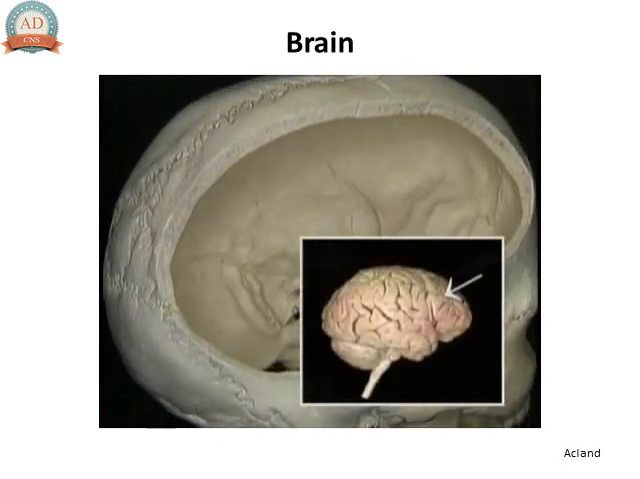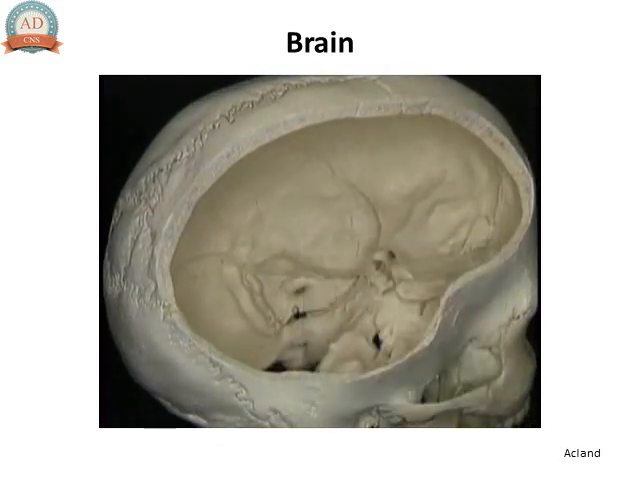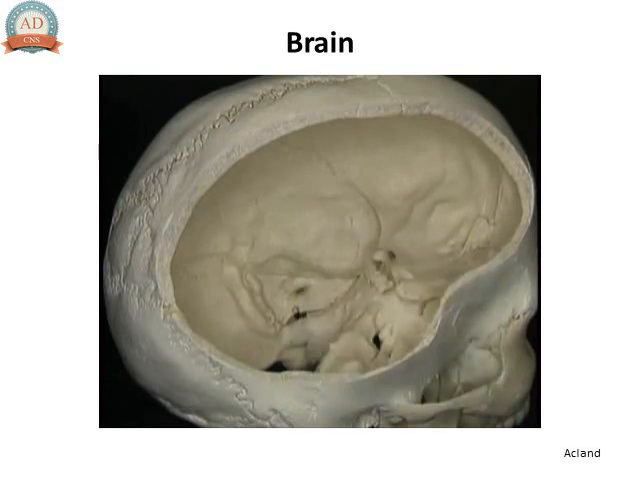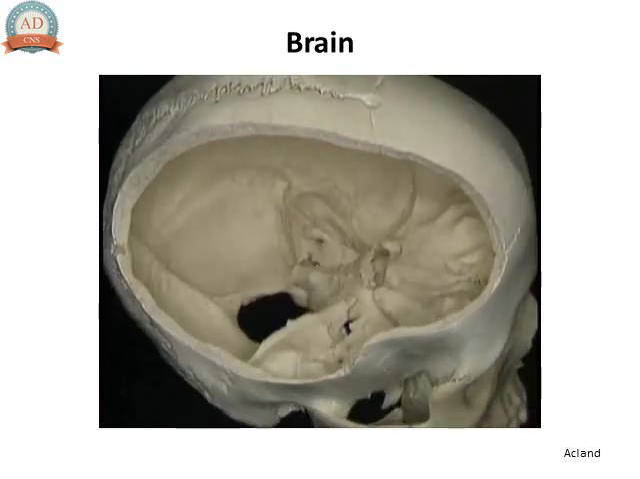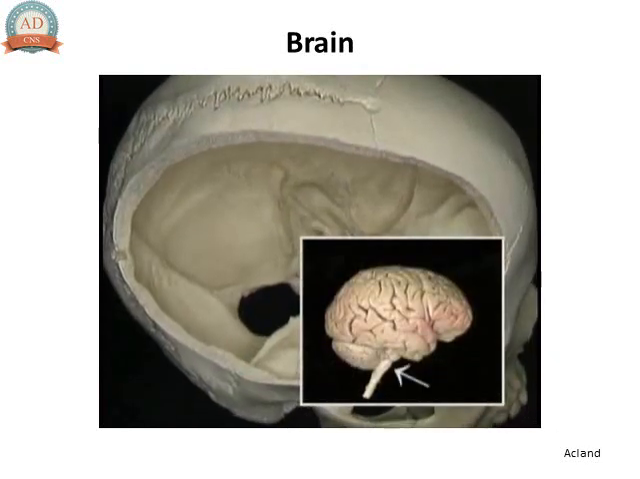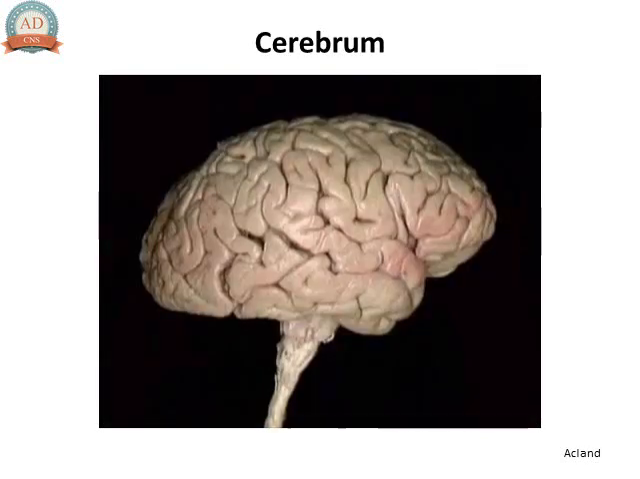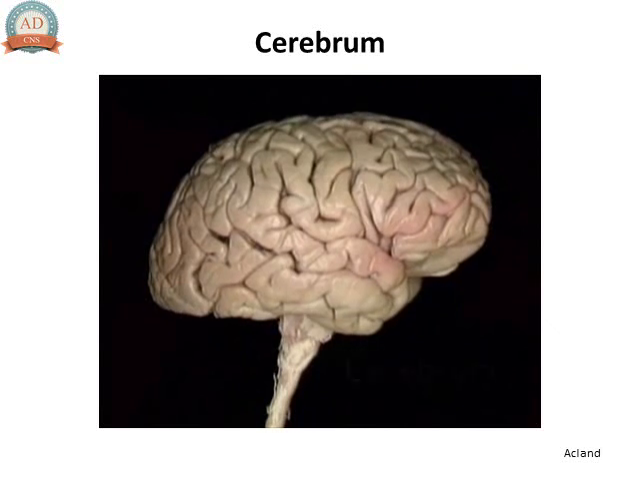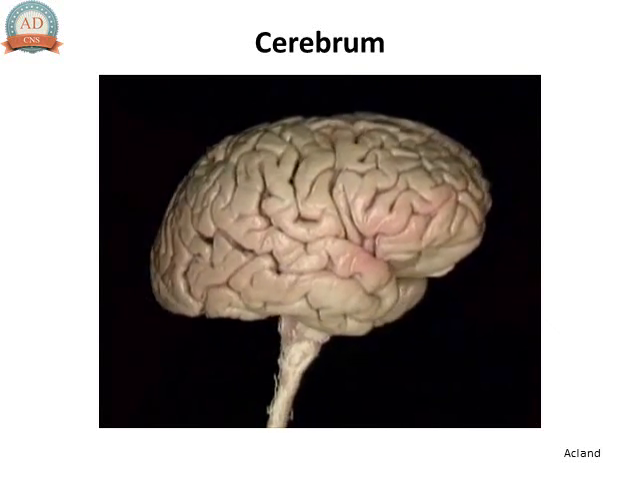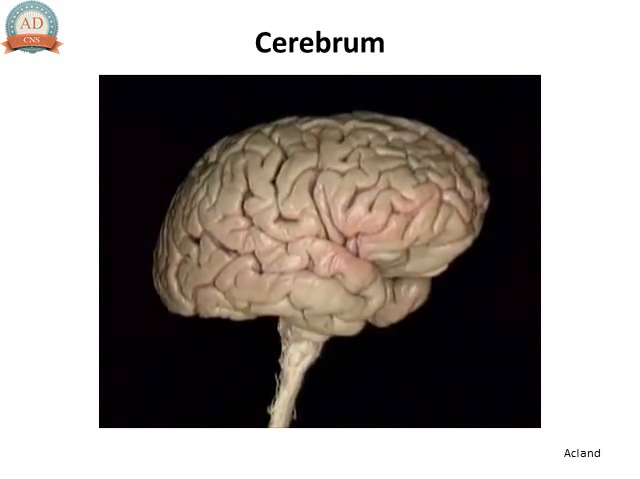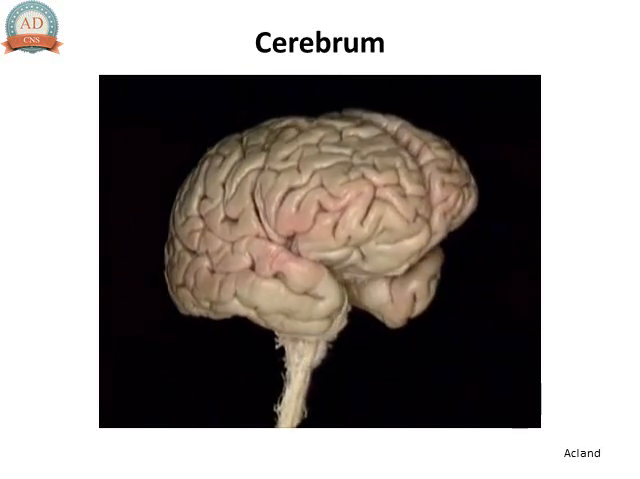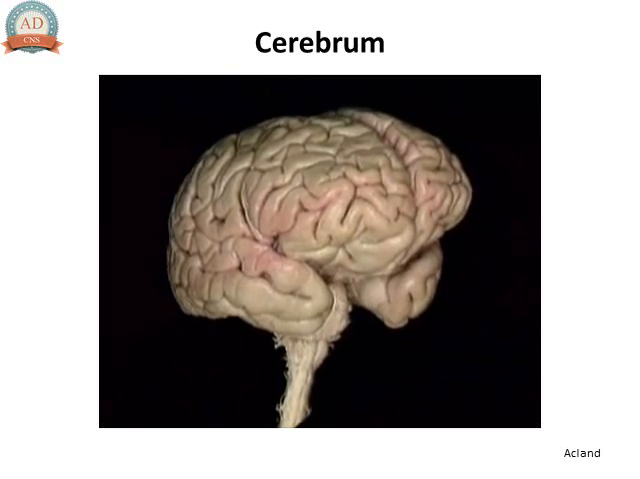This part of the cerebrum, the frontal lobe, occupies the anterior cranial fossa. This part, the temporal lobe, occupies the middle cranial fossa. The posterior cranial fossa contains the cerebellum and the brainstem. Here's the cerebrum with the brainstem attached and the cerebellum removed. The functions of the cerebrum include the senses of vision, hearing, smell, touch, and spatial perception, and also speech and language, memory, thought, and voluntary action.